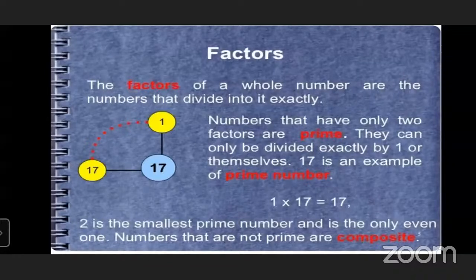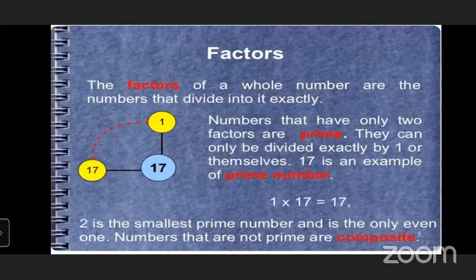Numbers that have only two factors are prime. They can only be divided exactly by one or themselves. 17 is an example of a prime number: 1 multiplied by 17 gives 17. 2 is the smallest prime number and the only even one. Numbers that are not prime are composite.